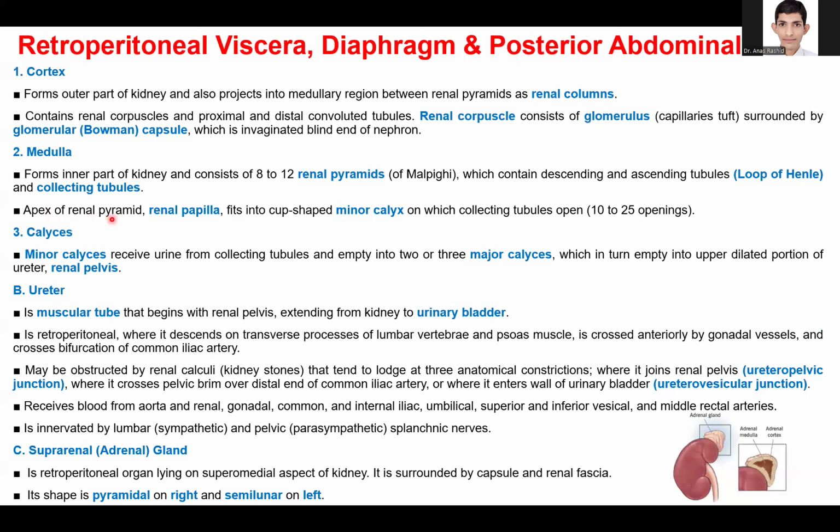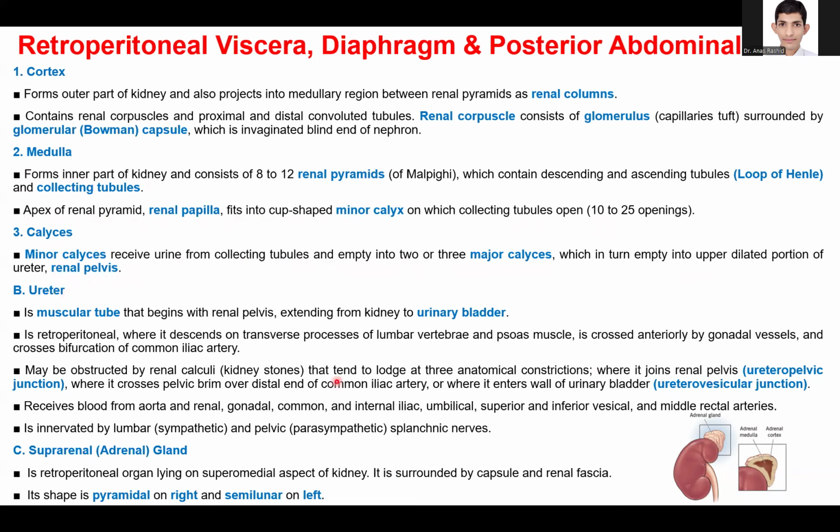Apex of renal pyramid, the papilla, fits into cup-shaped minor calyx, on which collecting tubules open, 10 to 25 openings. Minor calyces receive urine from collecting tubules and empty into 2 or 3 major calyces, which in turn empty into upper dilated portion of ureter, the renal pelvis.